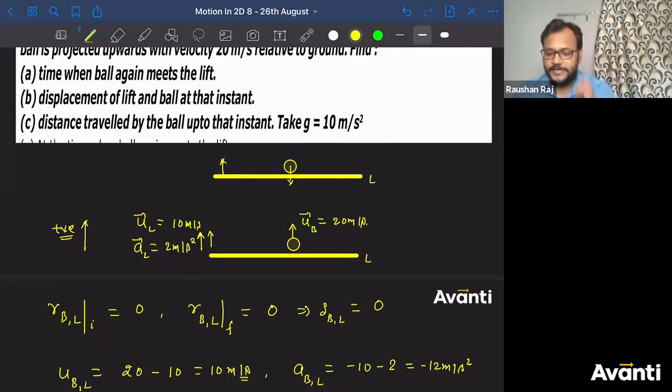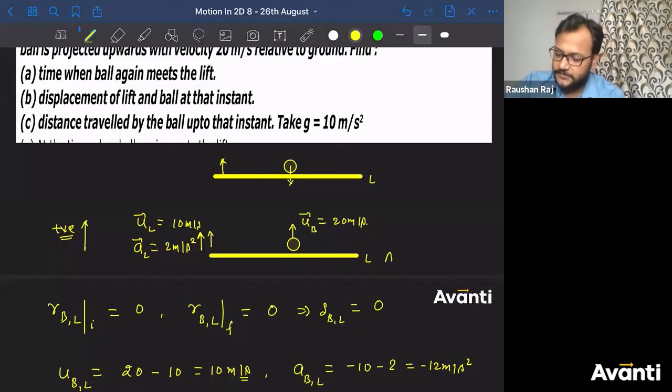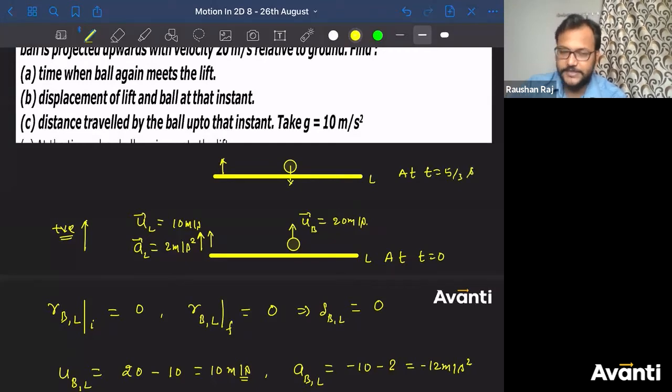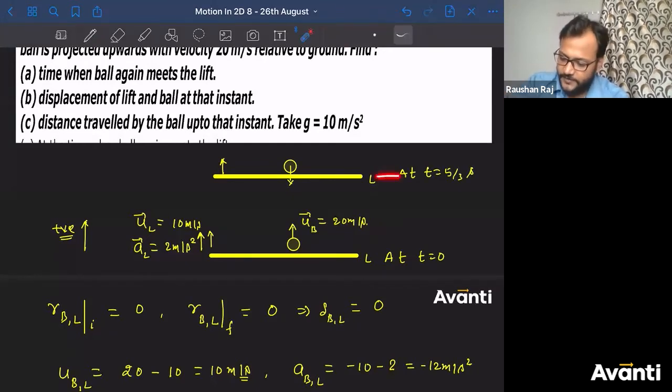Tell me what will be the displacement of the lift. This is at t is equal to 0. This is at t is equal to 5 by 3 seconds. Can I say that displacement will be given by this distance? So displacement of the lift, let me use a different color.